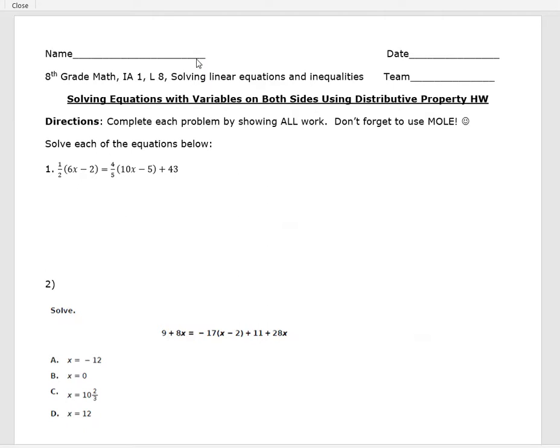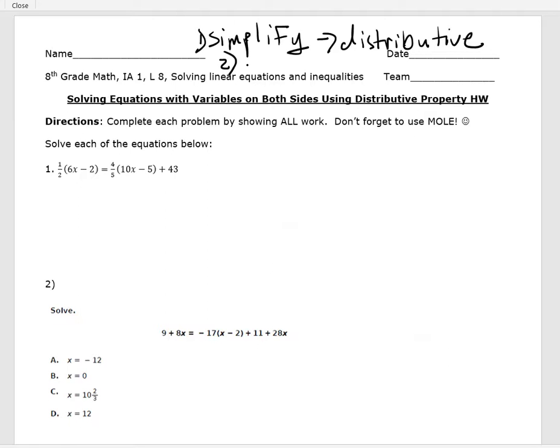So I'm going to take a look at number one, but before I get started, I just want to remind us of a couple of things. The first thing that we do when we're solving an equation that has a variable on both sides is we simplify. And in this case, we mostly use the distributive property. Distributive. And then our second step is to use the properties of equality to isolate the variable.